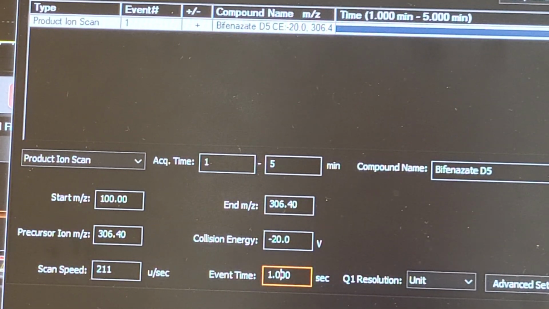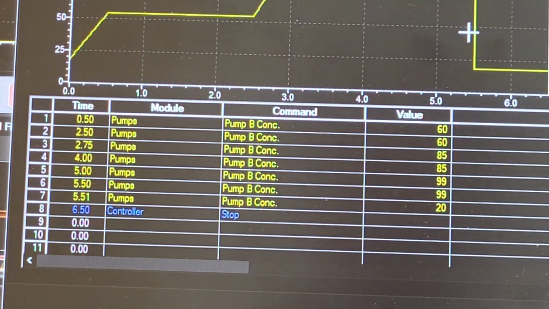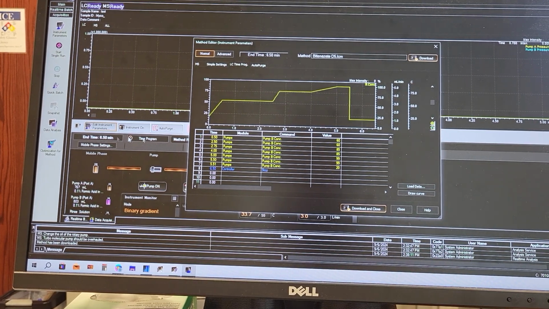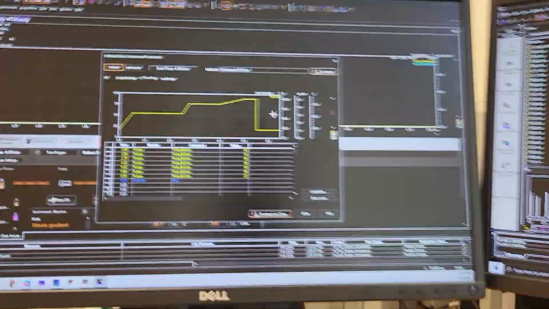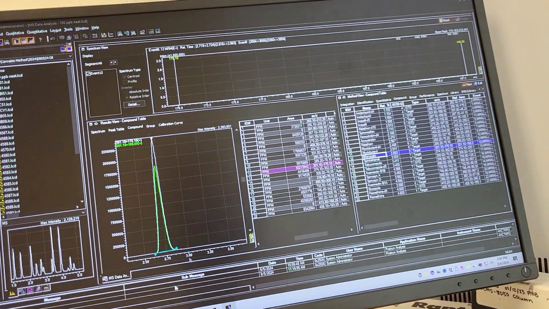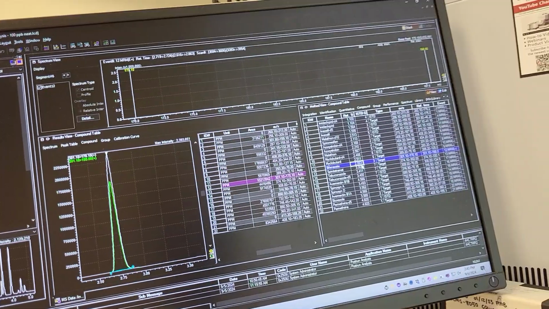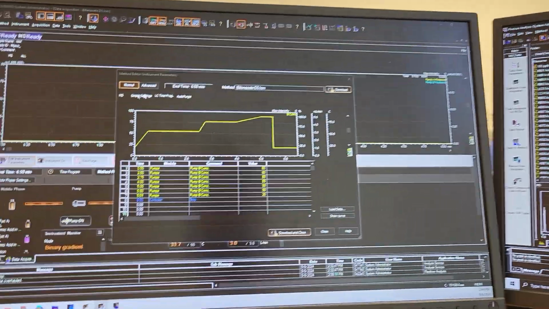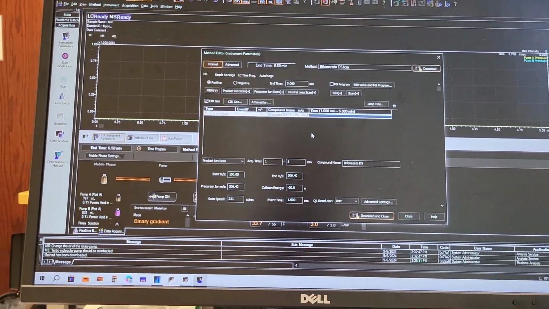I kept the LC time program from our normal method. Bifenazate normally, as a target, elutes at 2.8 minutes, so I'm expecting the deuterated bifenazate to elute around the same time.